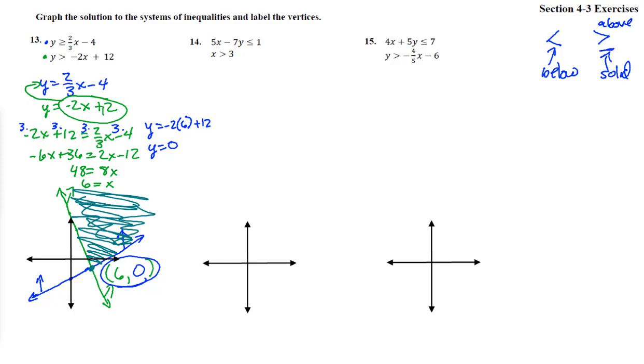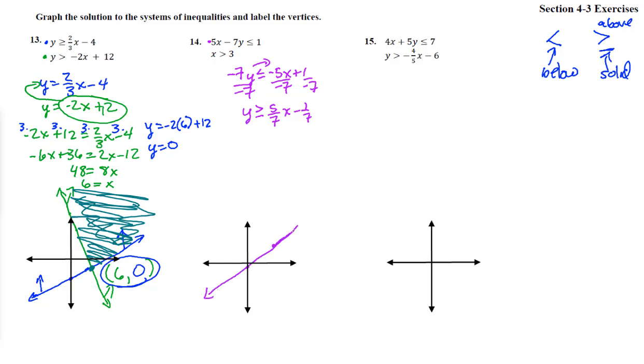All right, number 14. Let's take this color for this one. 5x minus 7y is less than or equal to 1. Subtract 5x from both sides. We get -7y is less than or equal to -5x plus 1. Divide by -7, and that flips this direction. So we are at y greater than or equal to 5/7 x minus 1/7. So we're right here, right below the origin, and then we go up 5 over 7 like that, and it is a solid line.